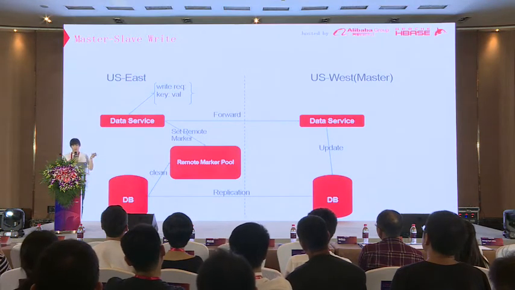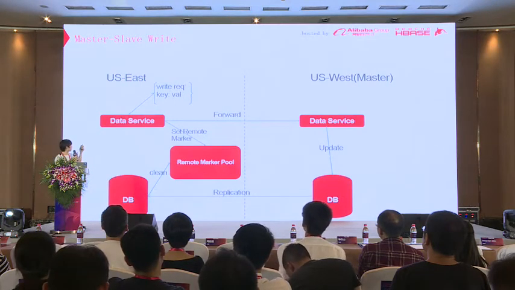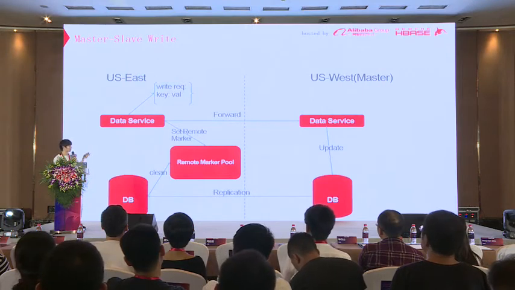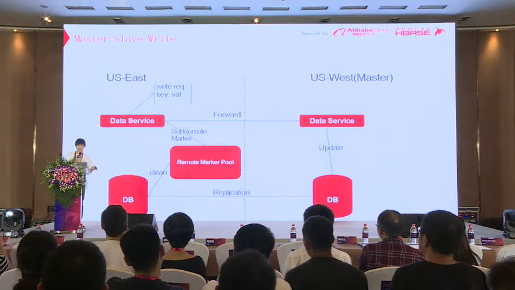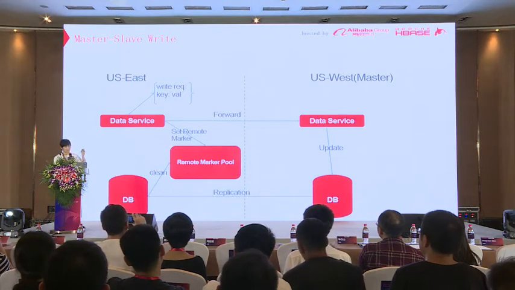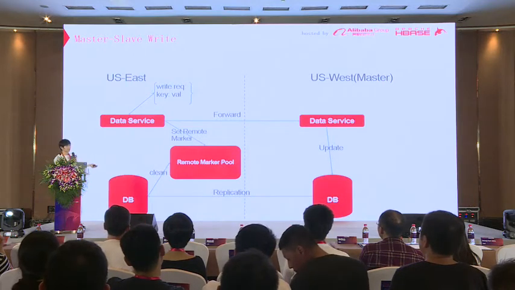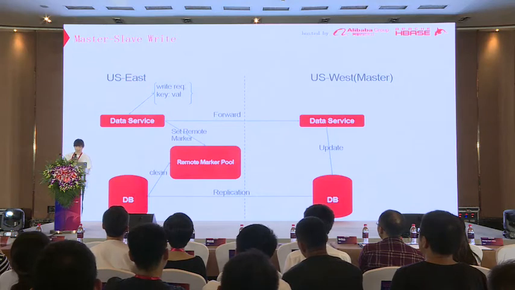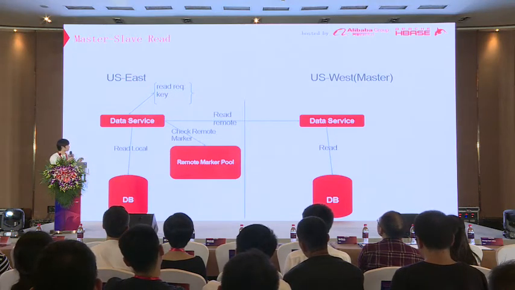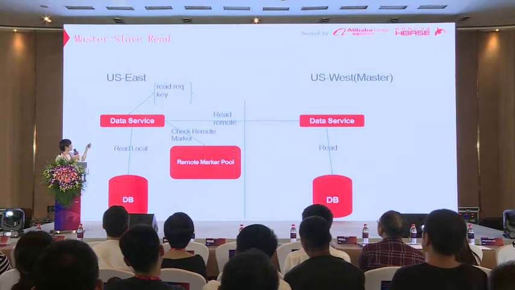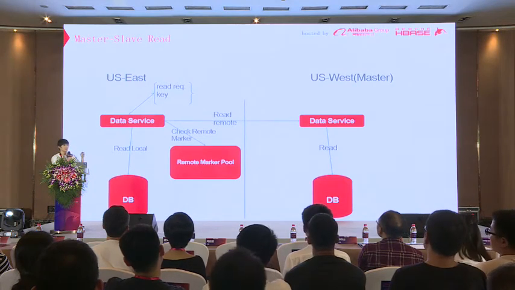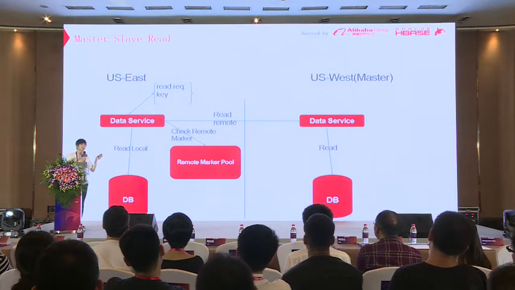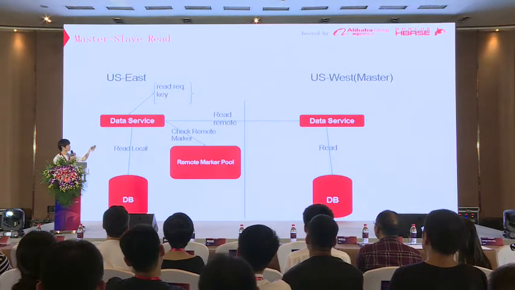Here we have another concept called the remote marker. The East side data service will set a remote marker, which means the local database data is out of date. As soon as the replication arrives, this remote marker will be cleaned. The remote marker is used on the read side. If a read comes in, we first check the remote marker. If it exists, it means the local database is out of date, so we have to forward the request to the remote data service to read the data.